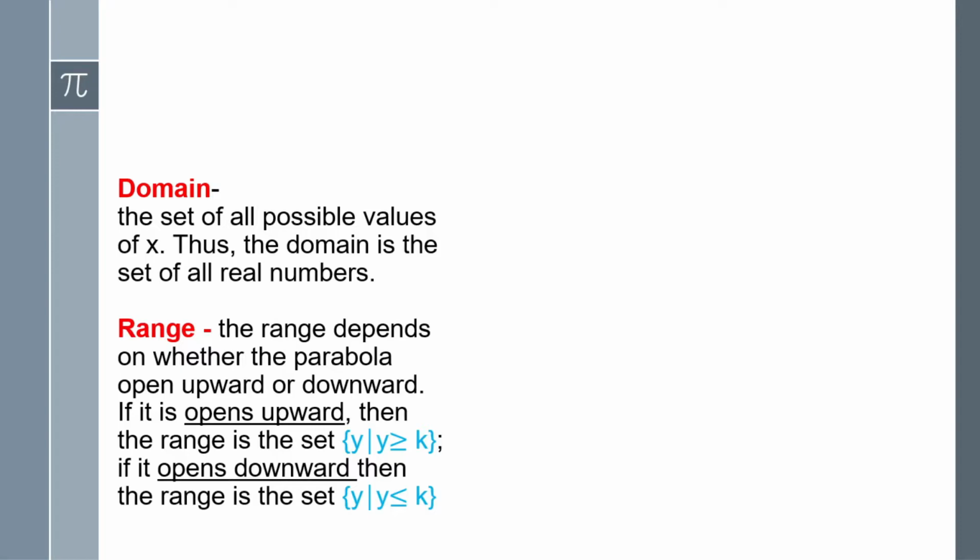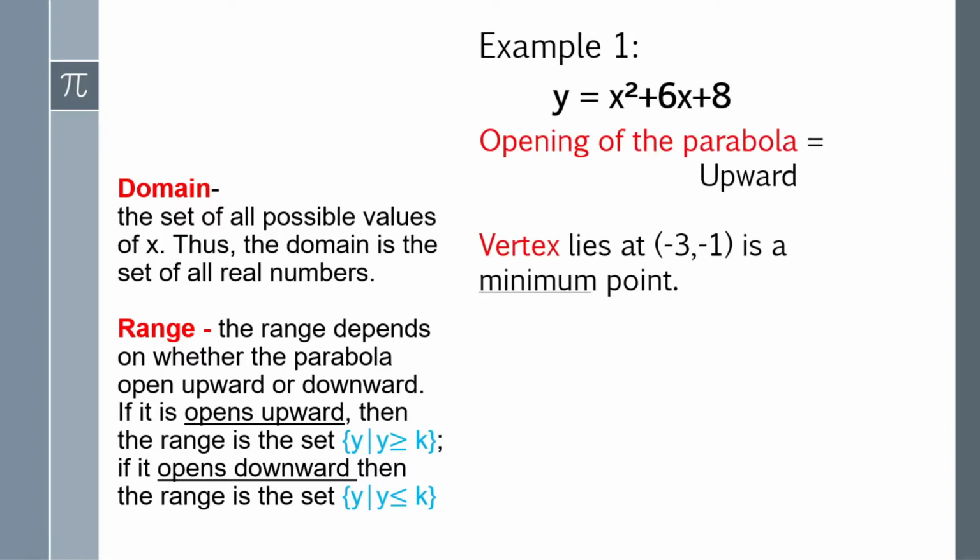How about the range? So, the range depends on whether the parabola opens upward or downward. So, if it opens upward, then the range is the set of y such that y is greater than or equal to the value of k. If it opens downward, then the range is, sa pagbasa natin ito, y such that y is less than or equal to k. So, katulad ng example natin kanina, ito pa rin yun. y = x² + 6x + 8. So, remember natin kanina, yung opening of the parabola is going upward. The vertex, it has a minimum point.